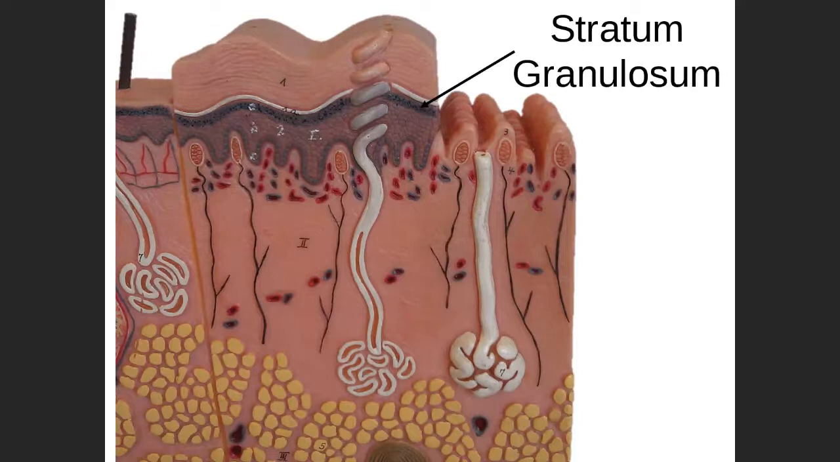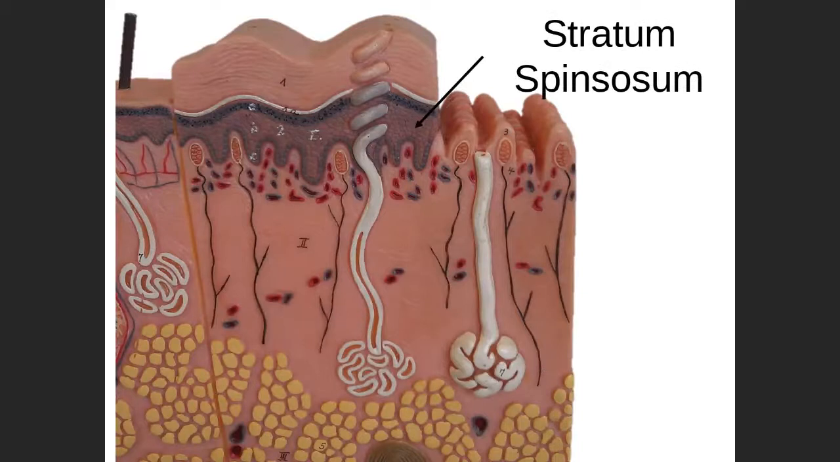Then just below it, 3 to 5 cell layers thick, is the stratum granulosum. This is where keratinization starts to occur. I don't know what color that looks like in your book, but it's just like this dark purple or black line. That's the stratum granulosum.